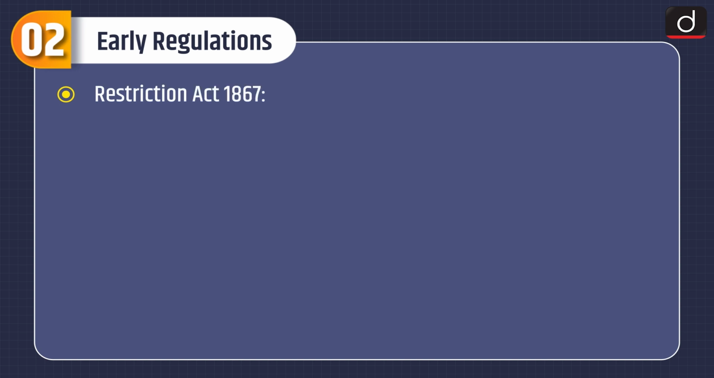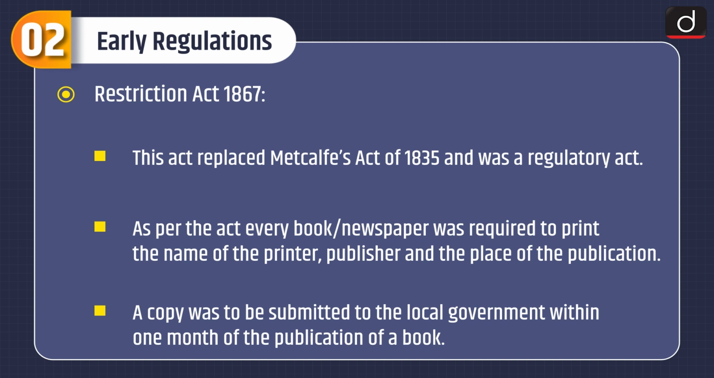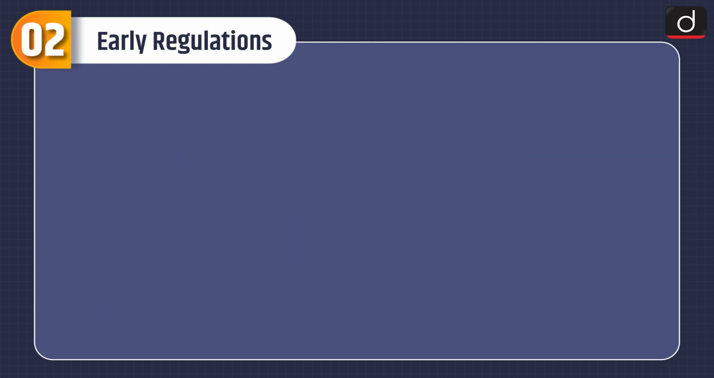Registration Act 1867. This act replaced Metcalfe's Act of 1835 and was a regulatory act. As per the act, every book or newspaper was required to print the name of the printer, publisher and the place of the publication. A copy was to be submitted to the local government within 1 month of the publication of a book.